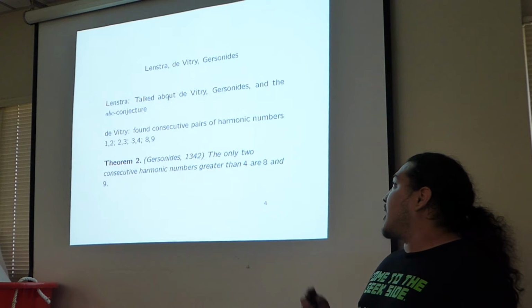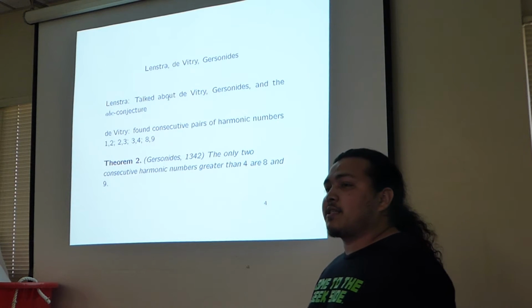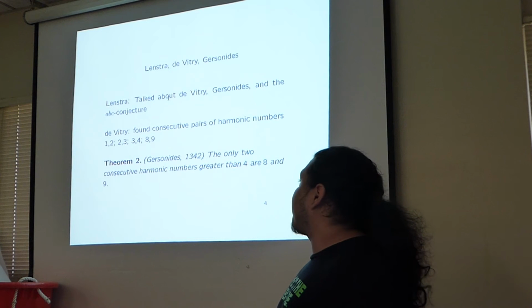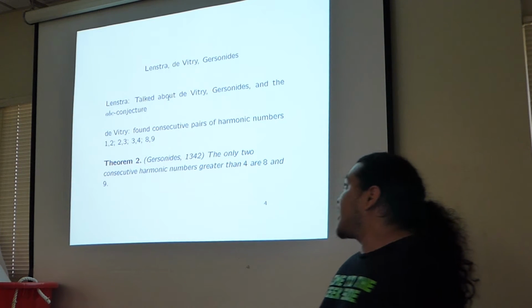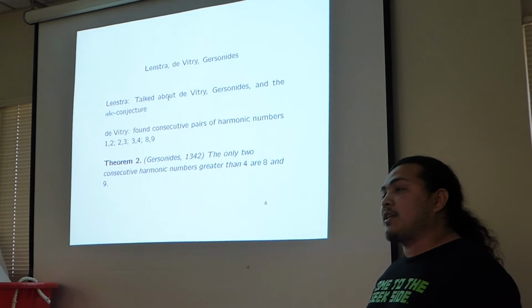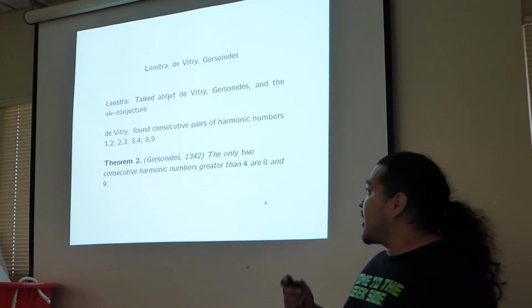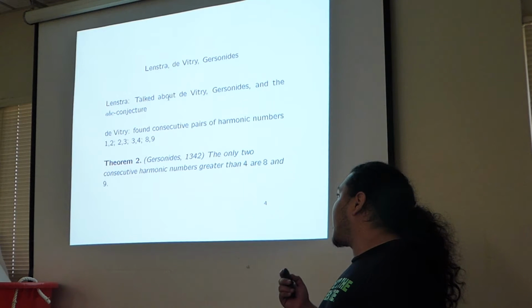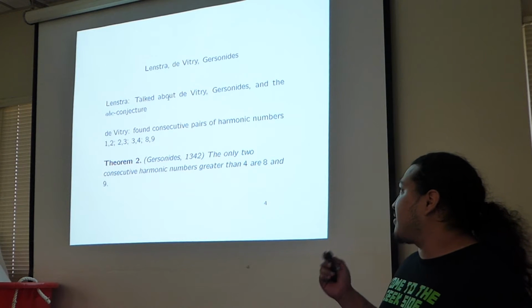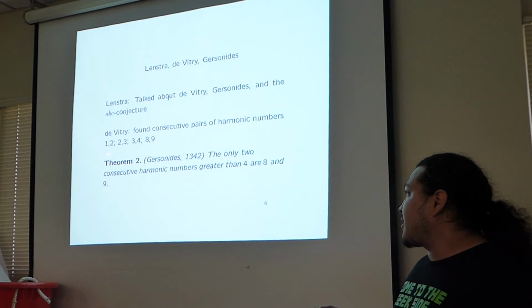Then the reason that we started looking into these numbers is because we saw a presentation by Lenstra. And he talked about Dimitri, and he talked about Gersonides, and he talked about the ABC conjecture. And as we heard before, Dimitri was the one that found the consecutive pairs of harmonic numbers, the octave, the perfect fifth, the perfect fourth, and the major second.